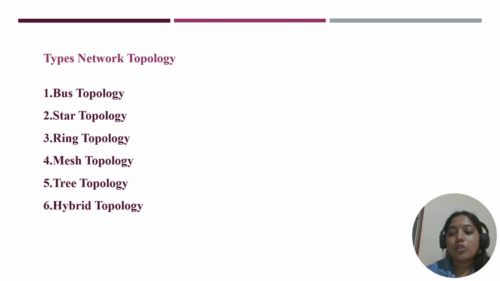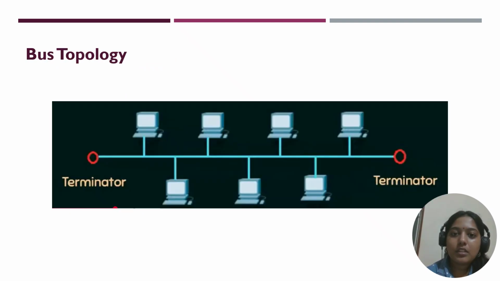Next one is network topologies. So there are 6 network topologies, which are bus, star, ring, mesh, tree, and hybrid. First one is bus topology. In this topology, all devices are connected to a single main cable called a backbone. Data travels in one direction and all devices receive it, but only the intended device accepts it. So it is simple and low cost, but if the main cable fails, the entire network stops working.